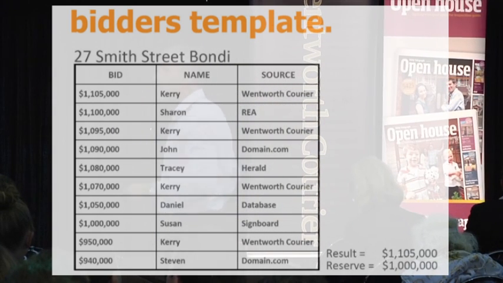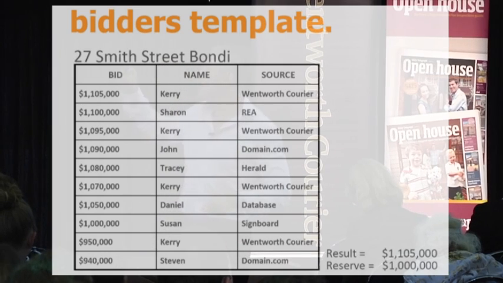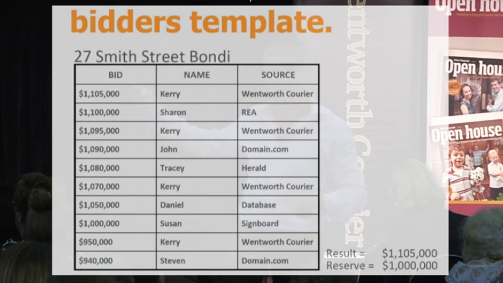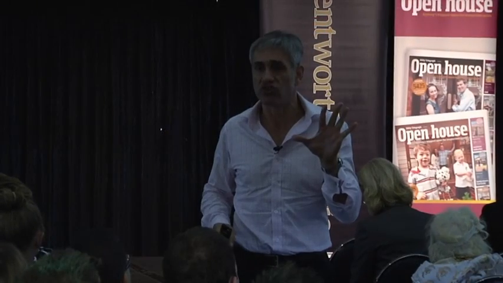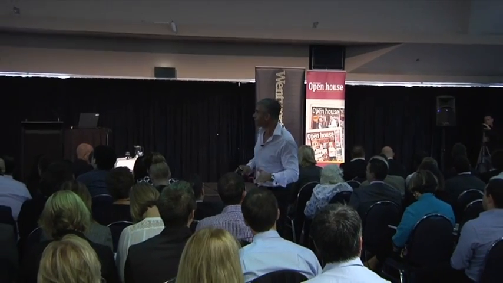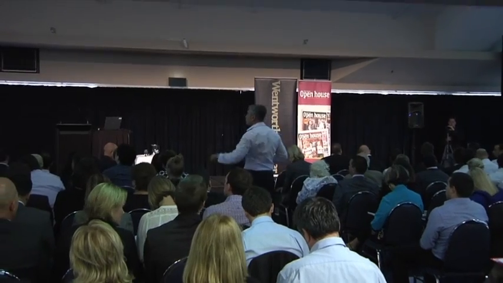What you do is you get an auction property, you write down every bid, you write down the name of the buyer that made the bid, you write down where the buyer came from, and not where did you see it. Never ask that question, because people always remember the last place that they saw it. The question is, where did you first find out about this property? Because that cuts to the chase. And then what you do is you write down the source.